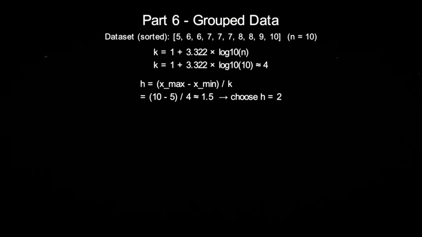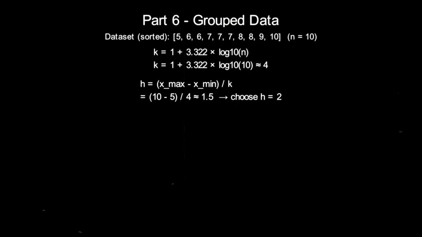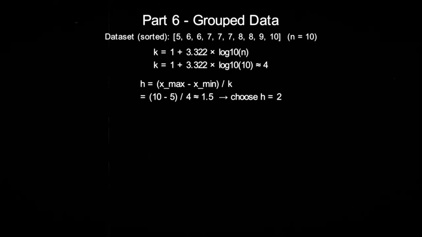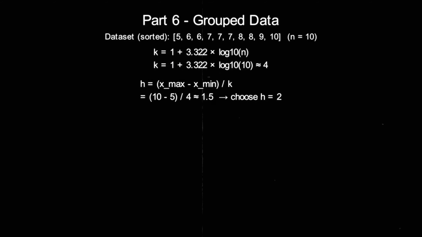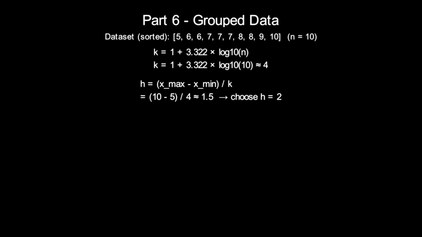Next, class width. We take the maximum value minus the minimum, divided by k. That's 10 minus 5 divided by 4, which gives us 1.25. However, since our data consists of whole numbers, we round up to a class width of 2 for practical and intuitive grouping. With a width of 2, we get 3 classes instead of 4. This is a common adjustment. Statistical rules provide guidance, but we should always choose class boundaries that make sense for our actual data.